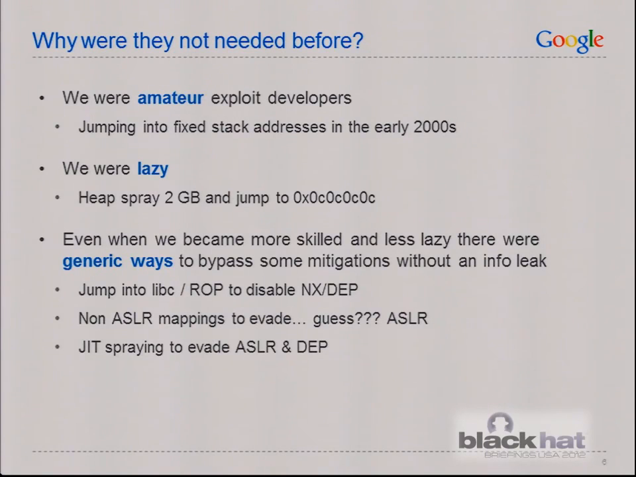We were lazy. On 32-bit, in the context of a browser, you can spray 2 gigabytes, and most likely 0x41414141 is going to contain the data that you are looking for. And there were generic ways to bypass mitigations. For example, if ASLR was not present but DEP or NX was present, by performing return-oriented programming or returning to libc or any other of these techniques, you could bypass DEP or NX. There were also non-ASLR mappings on Windows. It was an opt-in thing. If you don't compile your DLL with the ASLR flag, it's always going to be in a predictable place. And JIT spraying, but this is kind of gone. So yeah, amateur, lazy, generic ways.